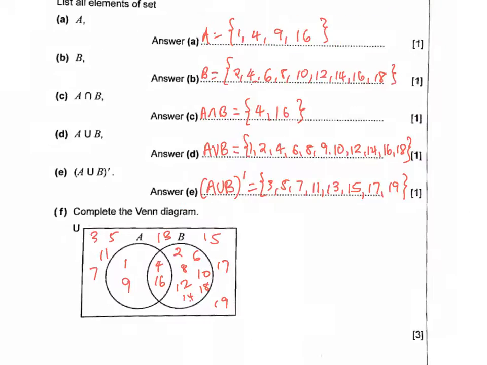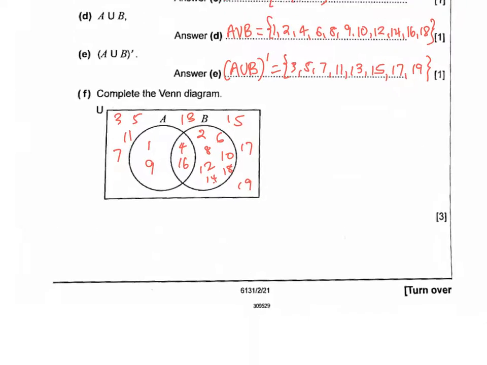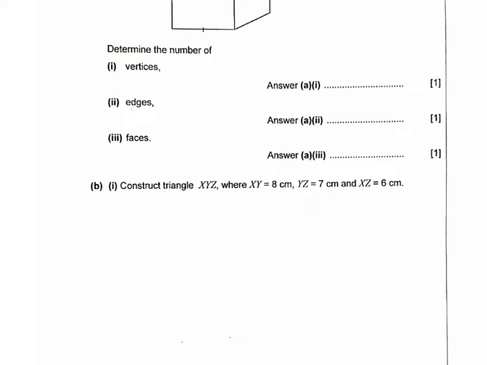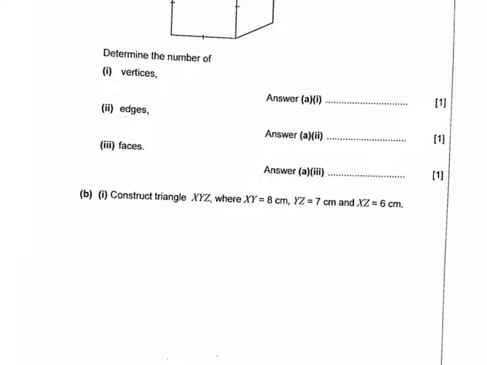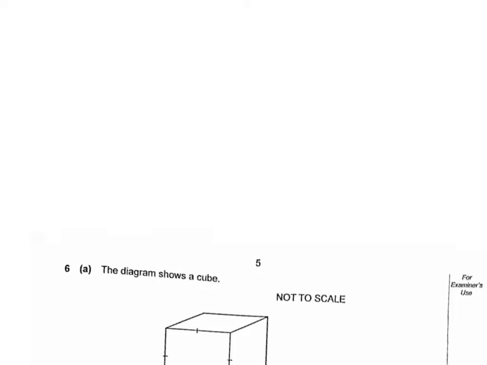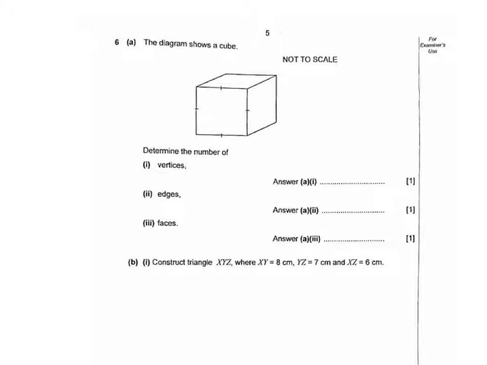Go to question. This page 3, question 4. Okay, next. Okay, next we have question. Sorry. Okay. That's this one. Okay, we have question 6.